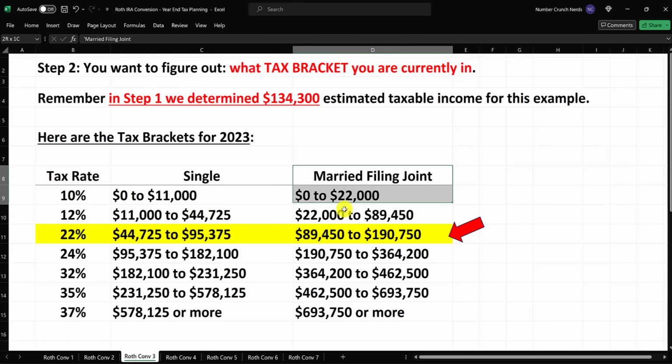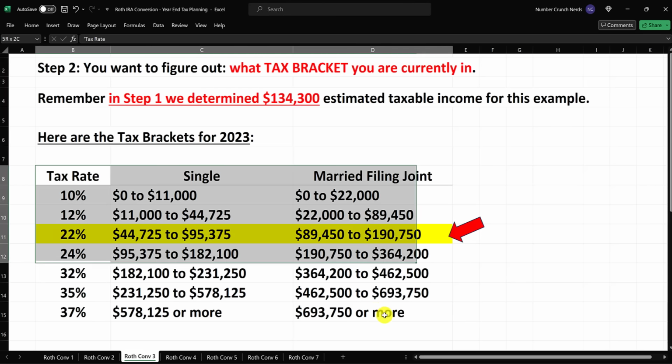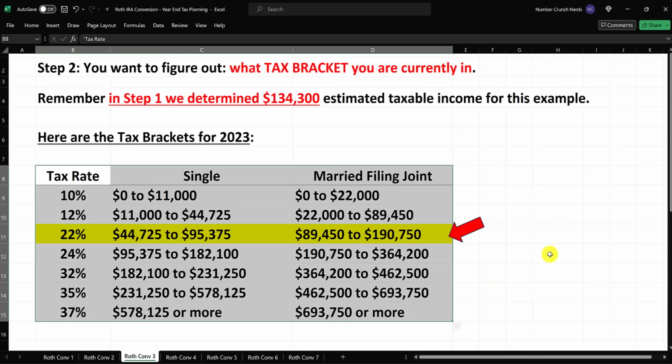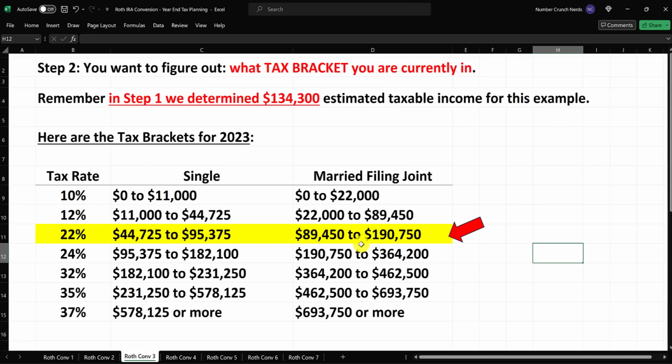For this example, we're going to do married filing joint, but you use whatever table applies to you. You can just Google this. Just Google tax brackets for 2023, tax brackets for 2024, and you will find this table on 1,000 different websites. So this is a very easy thing to find. What you're going to do is look at the table based on your estimate of taxable income, and figure out what marginal tax bracket you are in.